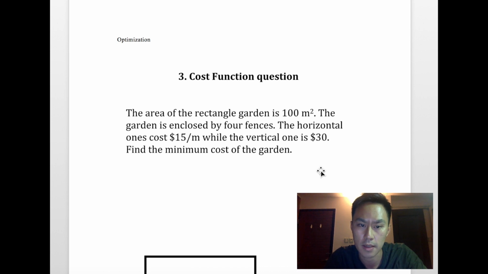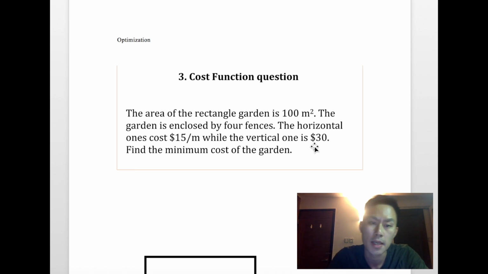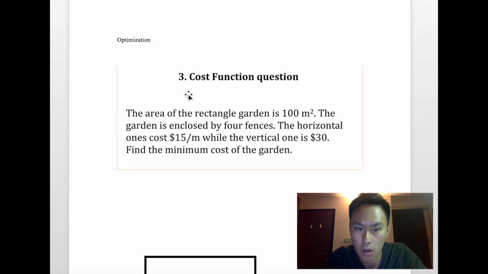This is one of the hot topics in differentiation. It sometimes shows up in the IB exam, maybe every 3 years. Now you will be able to master this question, because it's usually a 5-mark question in the IB exam. The area of the rectangular garden is 100 square meters, and the garden is enclosed by 4 fences. We have a rectangle, and the horizontal fences cost $15 per meter, and then the vertical ones cost $30. Find the minimum cost of the garden.